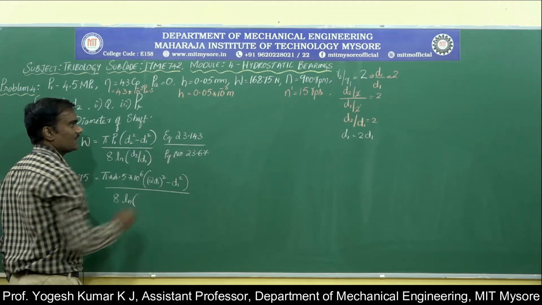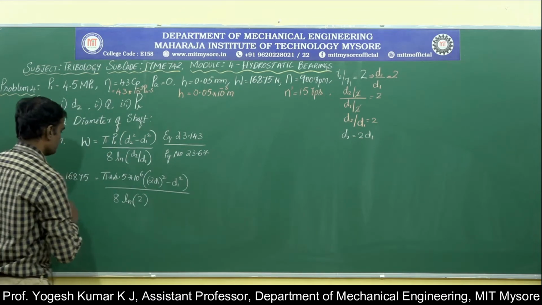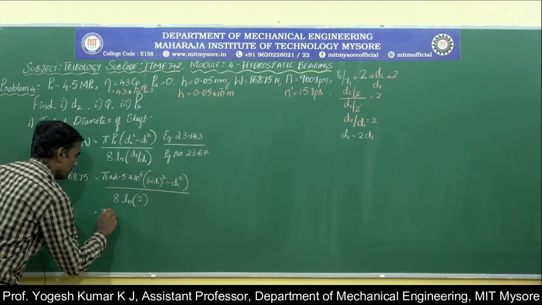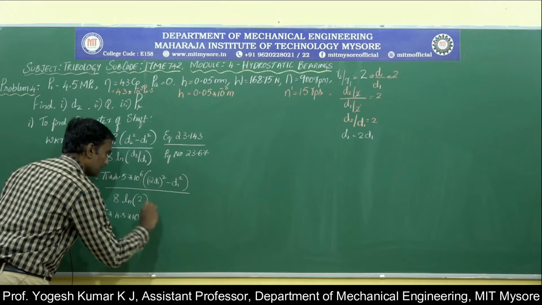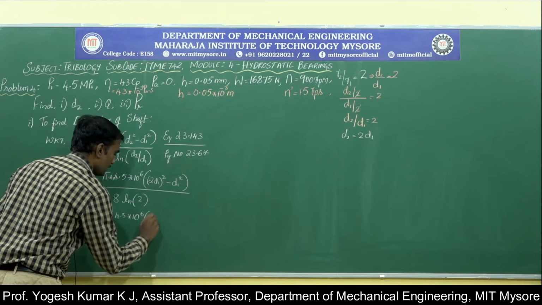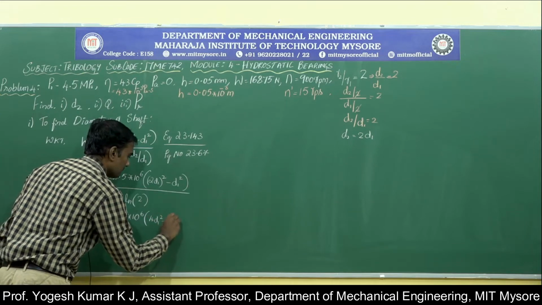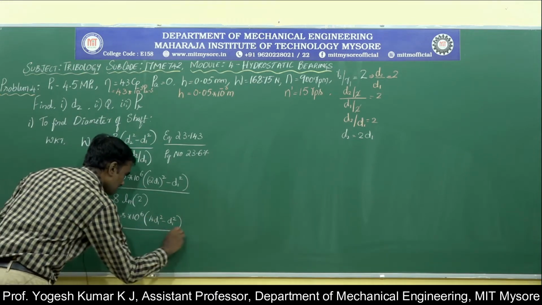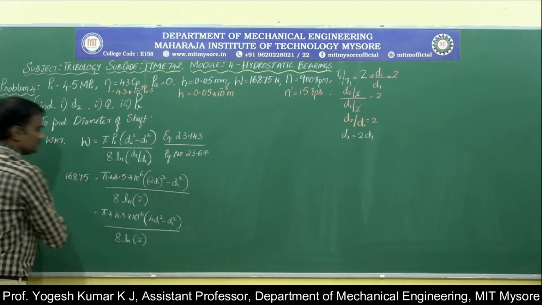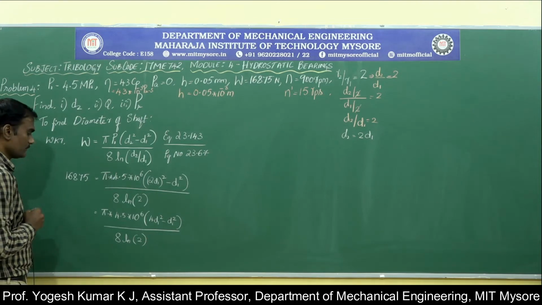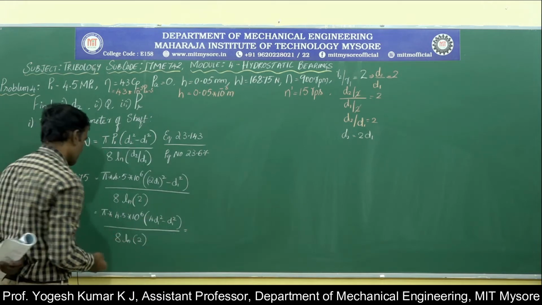What is the ratio d2 by d1? It is given by 2. Now pi, 4.5 into 10 power 6. So 2d1 square, 2 square d1 square becomes 4d1 square, minus d1 square, divided by 8 natural log of 2. This can also be further reduced. What is 4 minus 1? 4 minus 1 is 3.